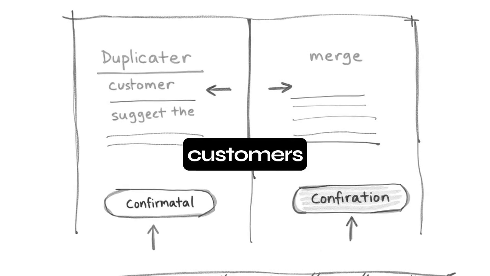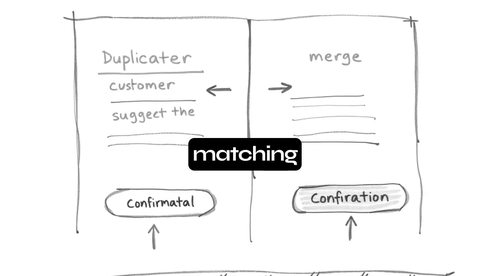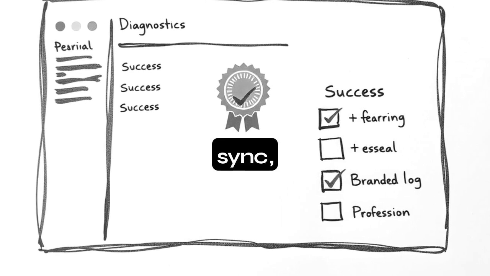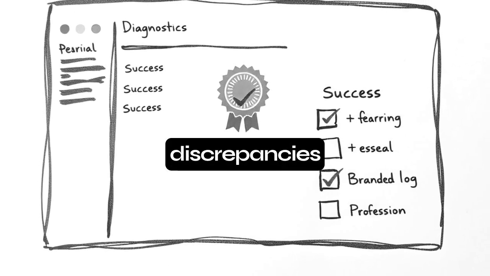Avoid duplicate customers by enabling unique ID matching and using consistent naming conventions. Confirm final sync, monitor logs regularly, and contact support if any discrepancies persist.